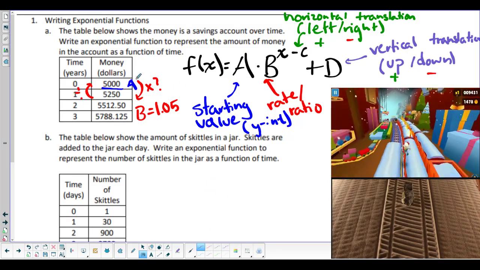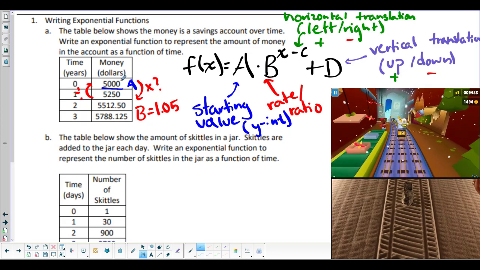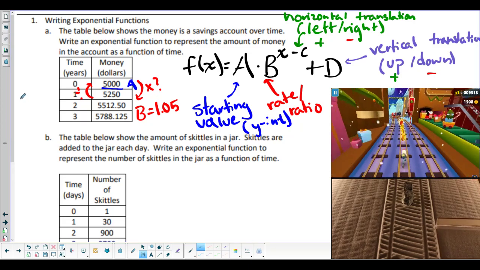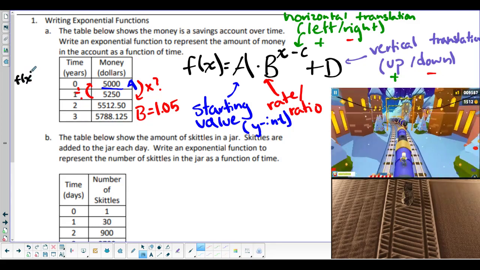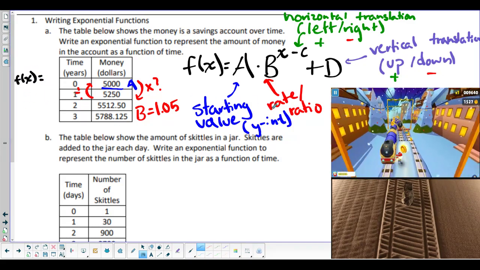Well, my final answer would be the combination of these two things. I know what a is, so let's just say that f of x is equal to, and I'm going to do it in this line. I'm running kind of out of space.